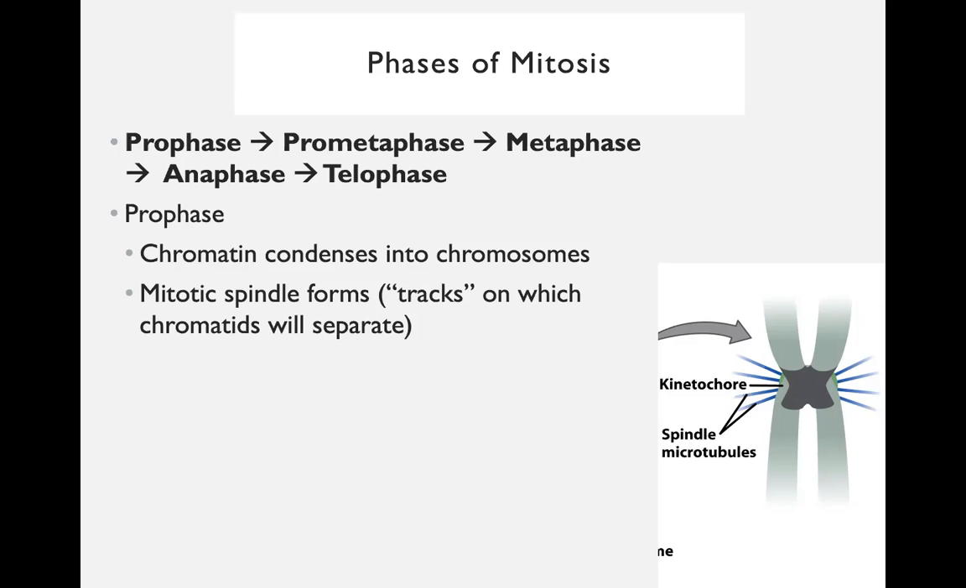And then these spindle microtubules start to show up. That's also referred to as the mitotic spindle. You can think of these as sort of the tracks on which these 2 chromatids will separate from each other, like I already described. So these spindle microtubules will basically pull that chromosome apart. So one half of the DNA goes to one end of the cell and the other half of the DNA goes to the other end of the cell. Those are the main processes in prophase.